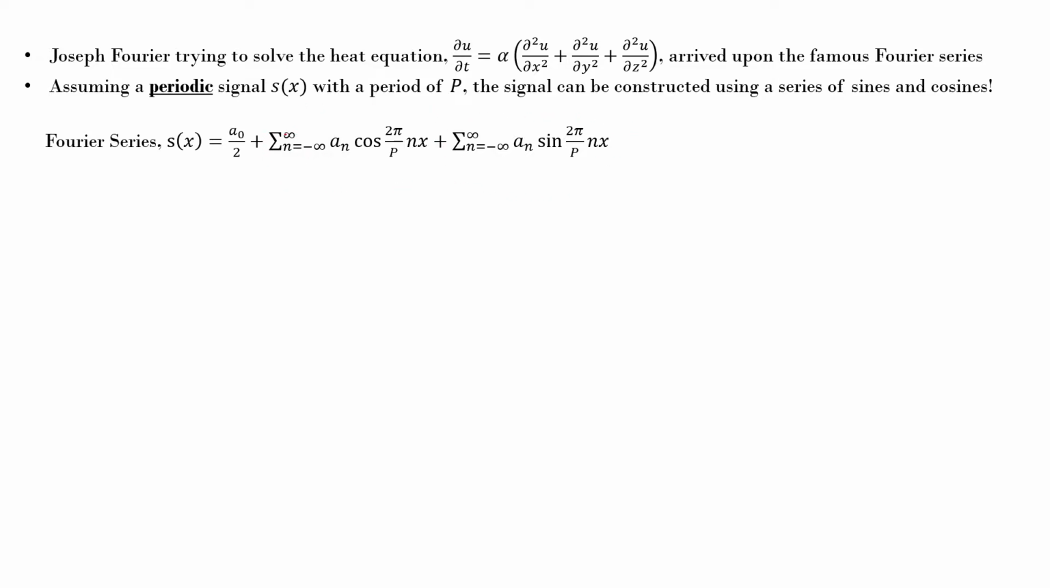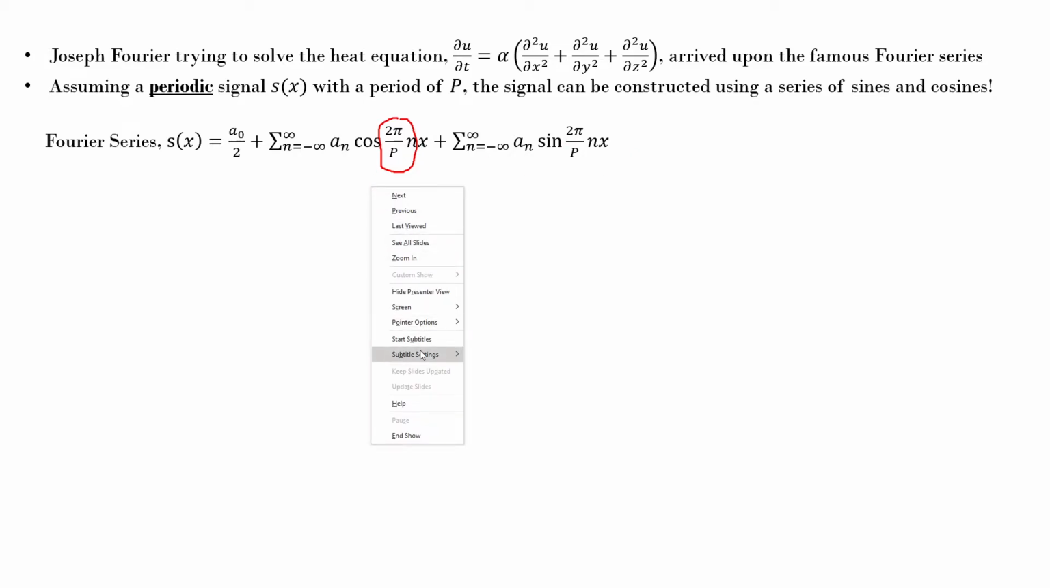And if you go to this entire term, this is something like omega into x, right? So omega is 2 pi f. So n by P is something like the frequency of this particular cosine waveform, and similarly that of the sine waveform, right? So basically when you change the n, you are literally changing the frequency of the cosine or the sine.